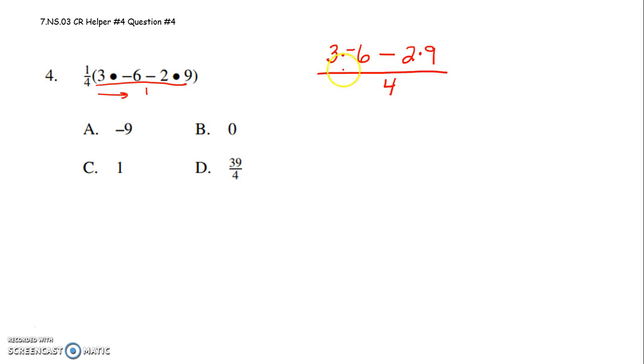To get a single value on top, we have to remember we need to multiply before we subtract. Our order of operations, we're going to multiply before we subtract. So 3 times -6, positive times a negative is a negative. 3 times 6 is 18. We have this minus sign. 2 times 9 is 18. All right, so in your second step, you would have -18 minus 18 on top, all over your 4.